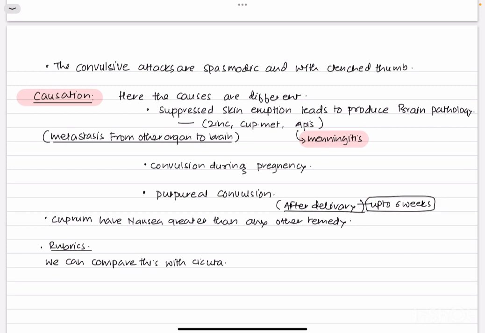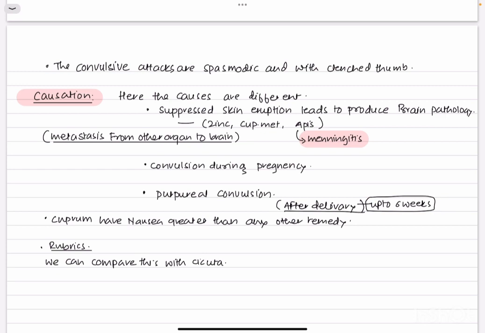So when we have a severe spasm, the group of remedies which comes to mind is Cuprum metallicum, Zincum metallicum, Causticum, and Cicuta. So these are the important remedies.